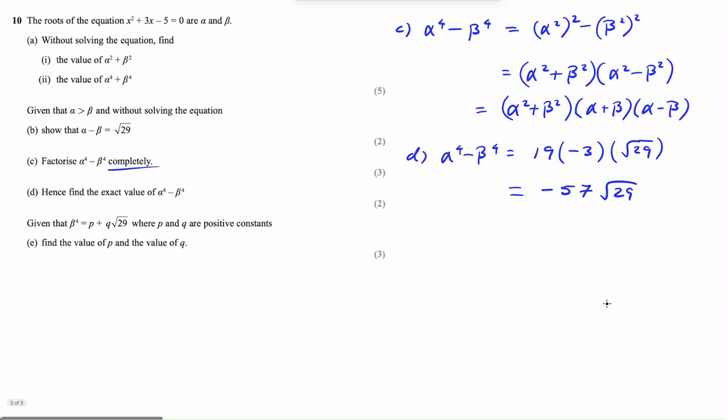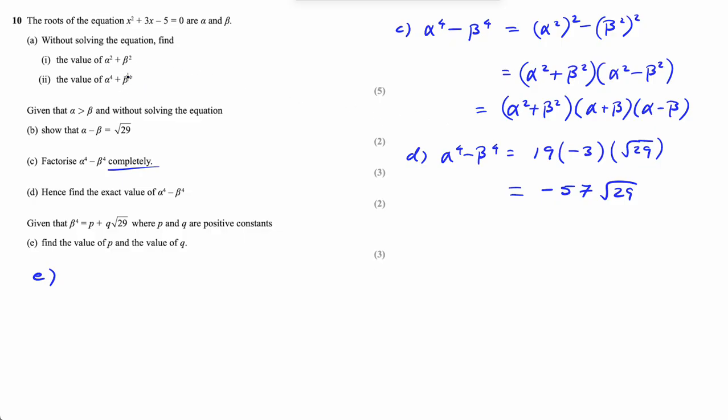Okay, part E, I'll do it over here. Okay, given that beta to the 4 is p plus q times root 29, where p and q are positive constants, find the value of p and the value of q. Okay, so now, guys, we have to find, excuse me, beta to the 4. Okay, so we know alpha to the 4 minus beta to the 4 is equal to this. So, let me have a think about this a second.